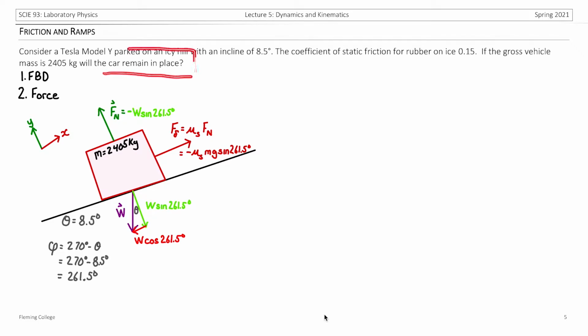If we're asked if the car will remain in place and it is currently parked, then the motion portion of this problem is just asking, is there an acceleration? In other words, is this system in equilibrium? So we can solve the whole problem by looking at force.